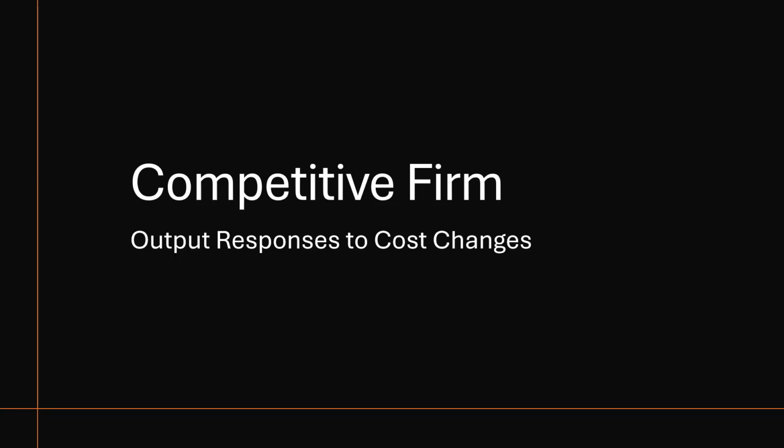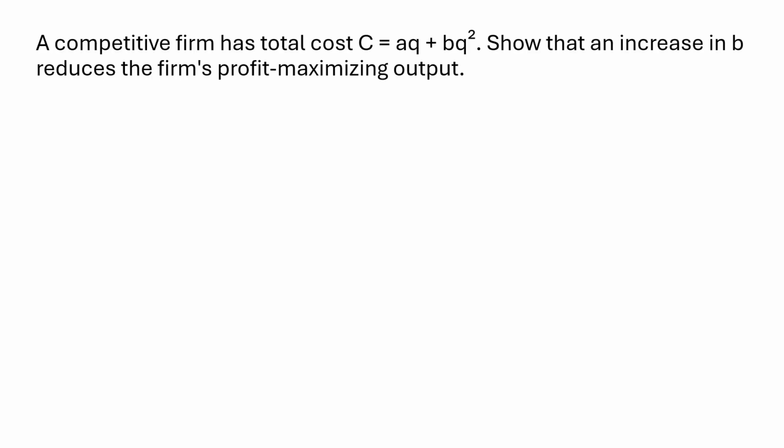Hello, in this video, we're going to look at how a perfectly competitive firm responds to cost changes. A perfectly competitive firm has a total cost equation given by the following. We want to show that an increase in B, right over here, reduces a firm's profit maximizing output.